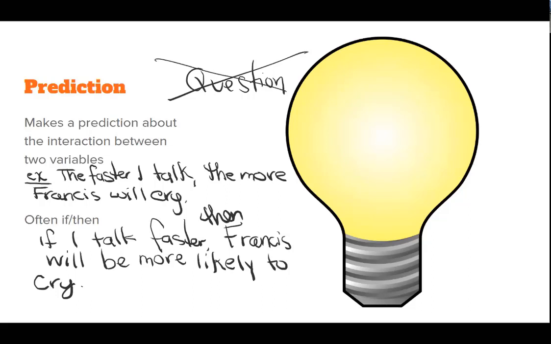if-then format. Another benefit to the if-then format, even though it's not necessary, is it helps students with independent variable and dependent variable, because the if is always the independent variable, then is always the dependent variable. If the independent variable, then the dependent variable. So that's always true. It's always the independent variable first, and then the dependent, if you have it in that if-then format. But I don't have to write it in an if-then format. So I could have said, Francis will be more likely to cry if I talk faster. So that didn't come first. The independent variable came second that time. So that's why being able to put it in an if-then format can help you get those two straight.